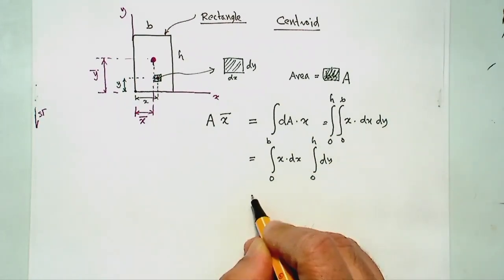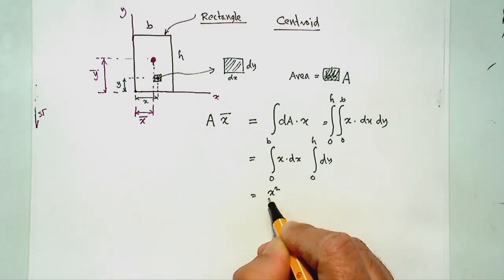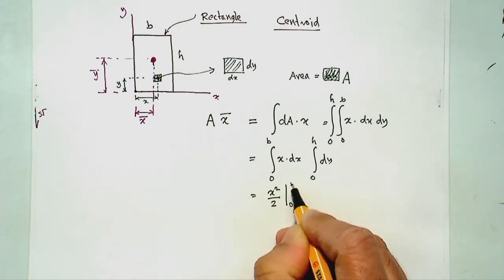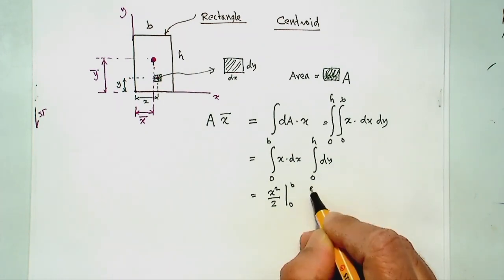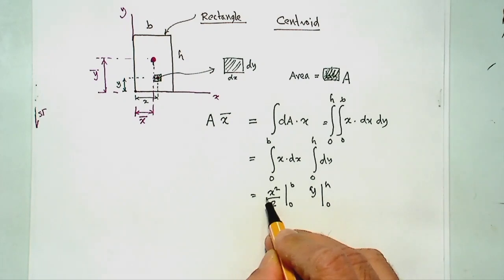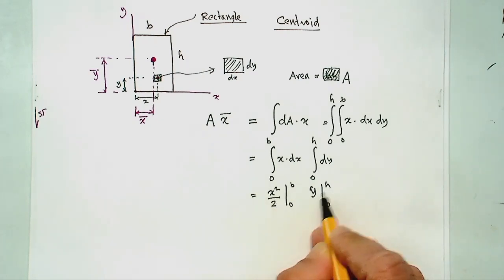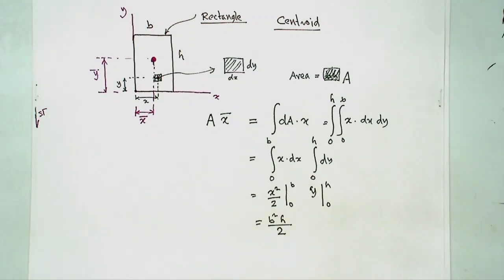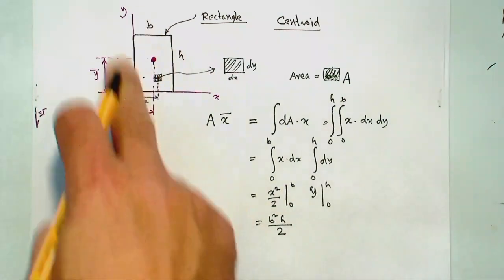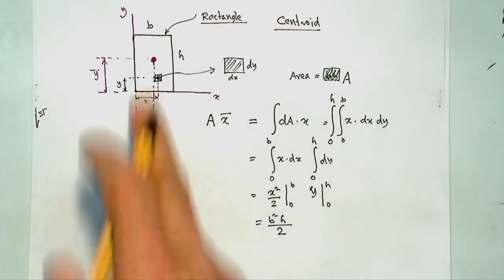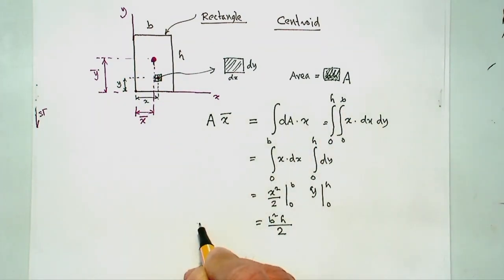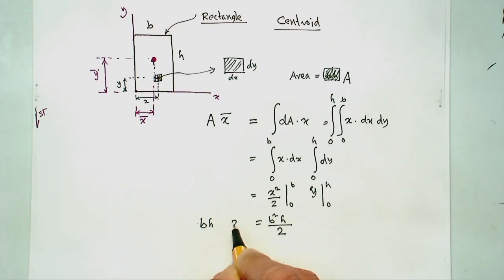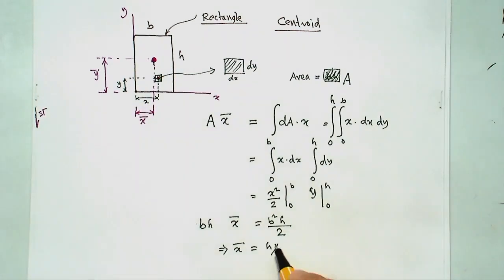So what would be the integrations? x dx gives x square over 2, from 0 to b, and the dy integration gives y, from 0 to h. So this would be b square over 2 minus 0, times h, that is b square times h over 2, and that is equal to A times x bar. Now A, the area of the whole cross section, is B times H. So B times H times x bar gives x bar equal to B over 2. So it is half along that direction.